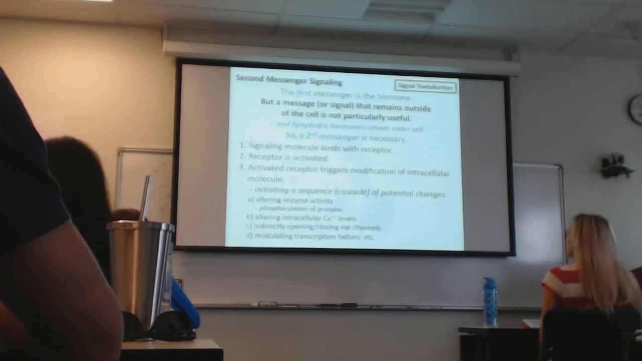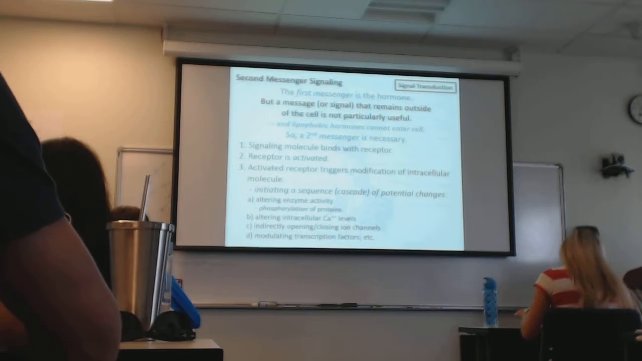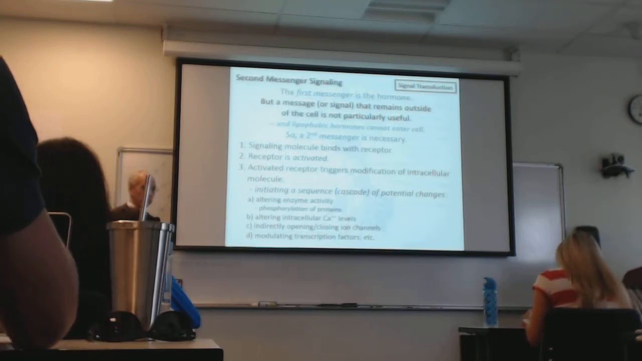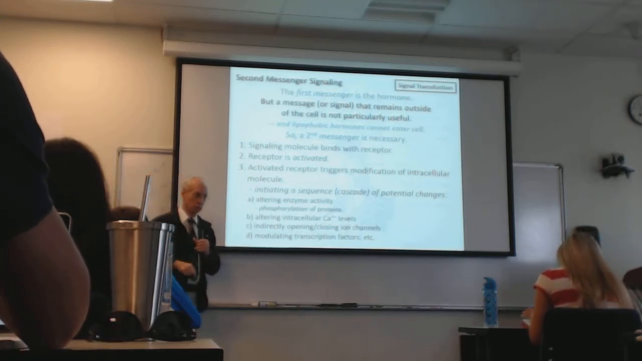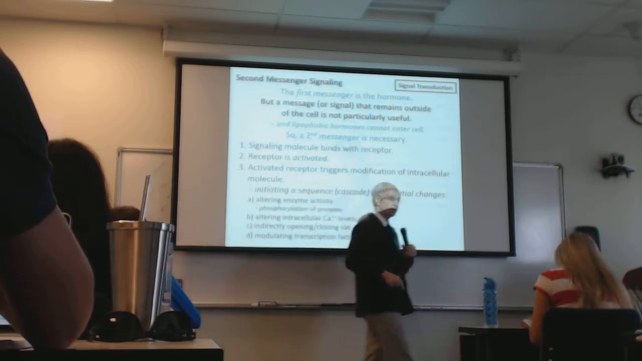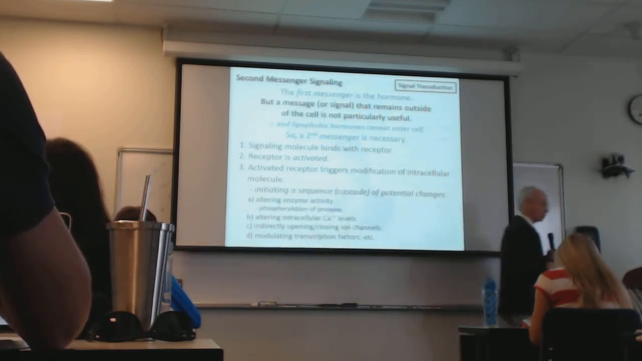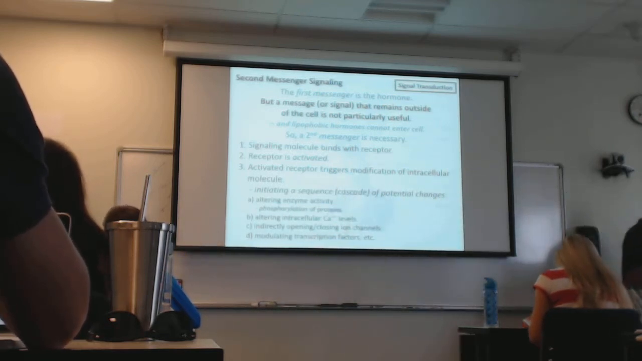So that's the first messenger. And then for simplicity, just so that we all are using the same sort of lexicon, the second messenger will be the molecule that carries that signal from the membrane to the interior of the cell. That isn't always the case, but I think that's a good basic definition. So first messenger is the hormone, the second messenger is whatever carries the message to the interior of the cell. All right.